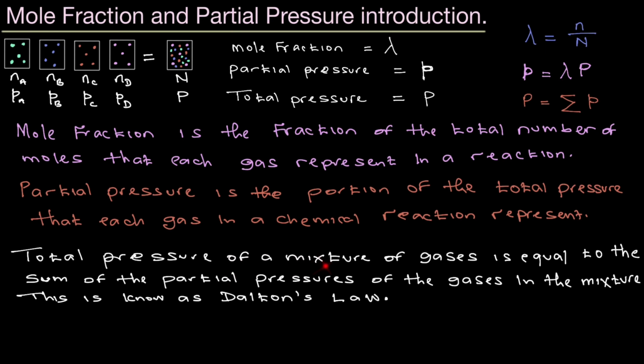The total pressure of a mixture of gases is equal to the sum of the partial pressures of the gases in the mixture. This is known as Dalton's law. That is the sum of all the partial pressures. So if you add that to that, plus that, it equals P. And that's Dalton's law.